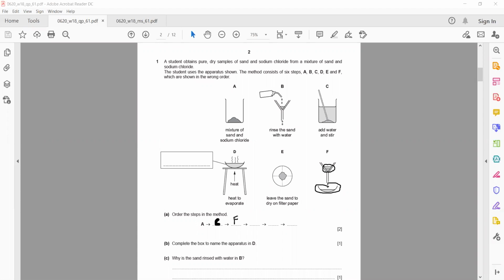Then after F, it will be B. We will rinse the sand with water, so any salt that is left will also dissolve and be removed. Then after B, it will be E. Leave the sand to dry on the filter paper. And then what is this? This is a solution, the salt solution.